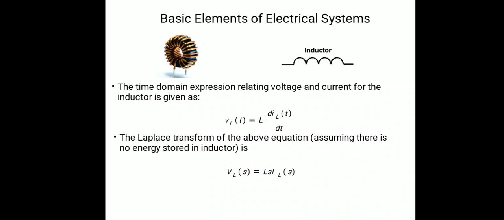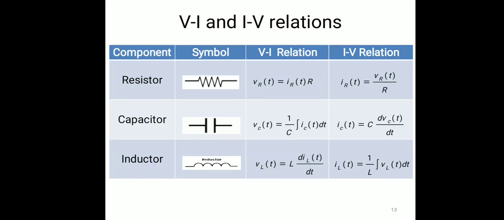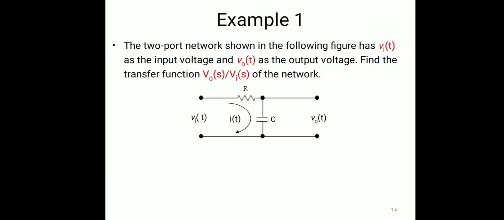Next is the inductor. Voltage through the inductor is L into di by dt. Here L is the constant term in the Laplace form, but d by dt is replaced by the operator S, and I of t becomes I of S. So these are some basic formulas which are required for the resistor, capacitor and inductor.